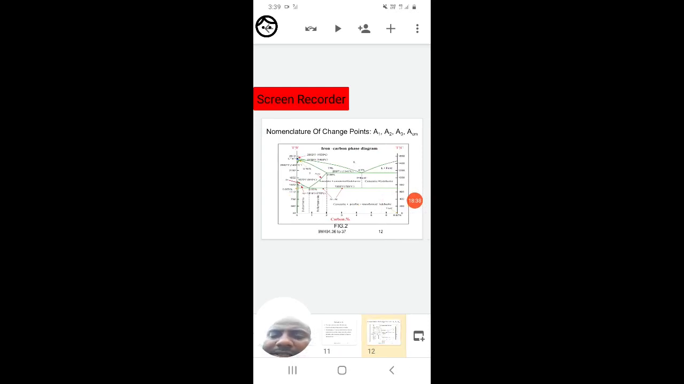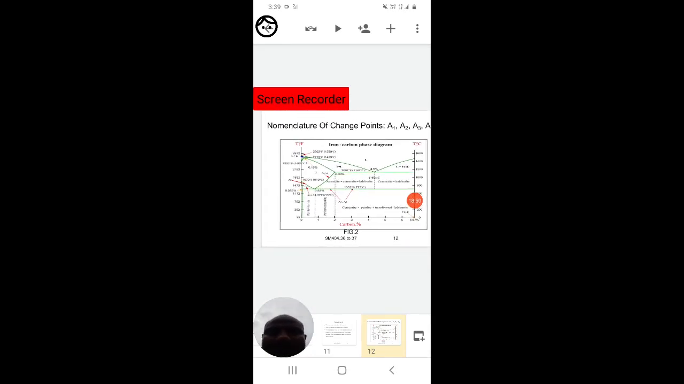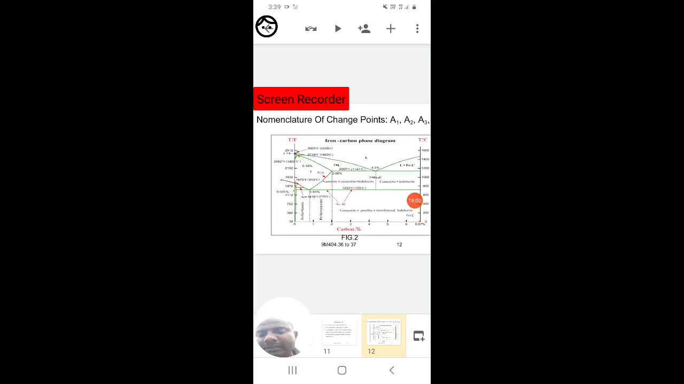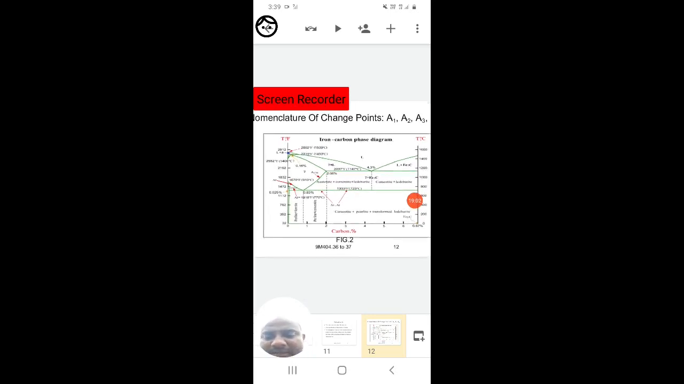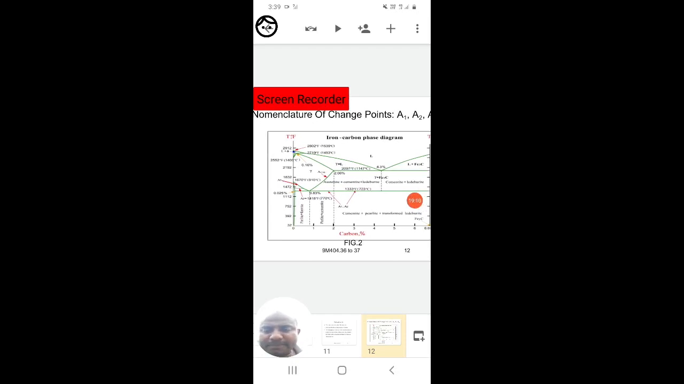So this is the main iron carbon equilibrium diagram. In the iron carbon equilibrium diagram, the temperature is on the y-axis and the percentage of carbon is on the x-axis. So we will see a very easy diagram.